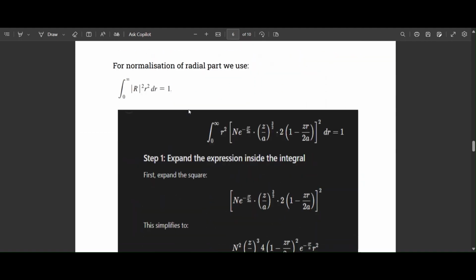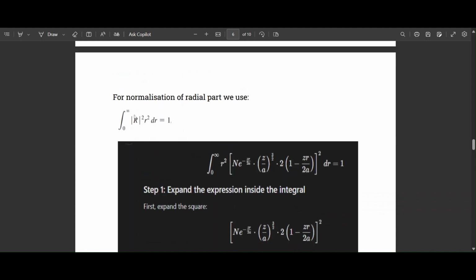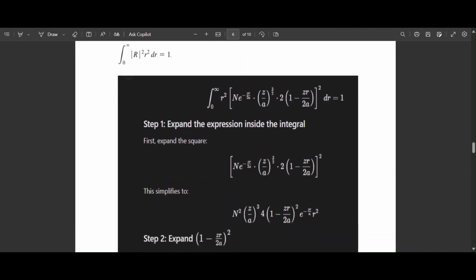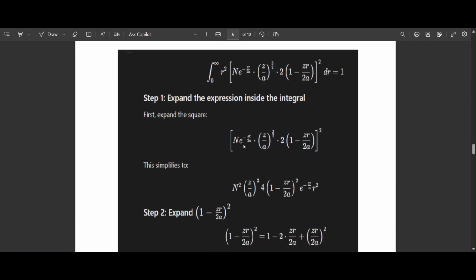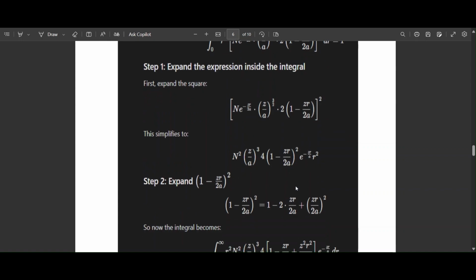So we used this condition with N, and r squared is already here, along with the square of this whole equation, dr equals 1. Now first, we took this part and expanded the square. So N squared, e to the power minus Zr upon 2a squared becomes e to the power minus Zr upon a. Then we have this r squared here, this 2 will form 4, this Z by a will be cubed, and 1 minus Zr by 2a whole squared. So this is the thing.